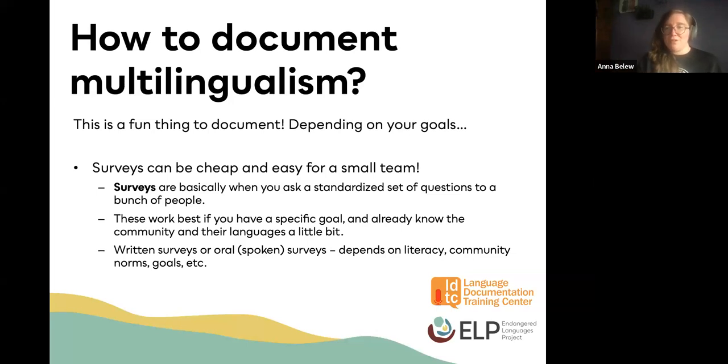But surveys, just a note of caution, surveys work best if you already have a little bit of a sense of what's happening in a given place or a given community. Because when you are designing a survey, you're already baking in some of your own assumptions and knowledge about what questions are important to ask and what you want to find out. So surveys are really useful if you already have developed a specific question or a specific goal of things you want to understand. But it can also be a good starting point.